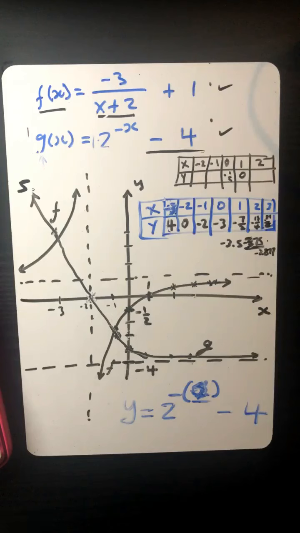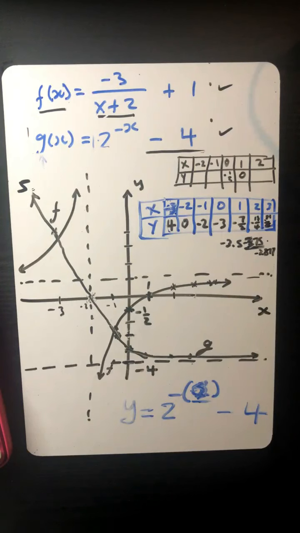The next question says, if it is given that f of negative 1 is equal to g of negative 1, determine the value of x for which g of x is greater than f of x. Are you guys able to try that question over there? We are just substituting. So I got for f of x, I got minus 2. Then for g of x, I got minus 2 again.